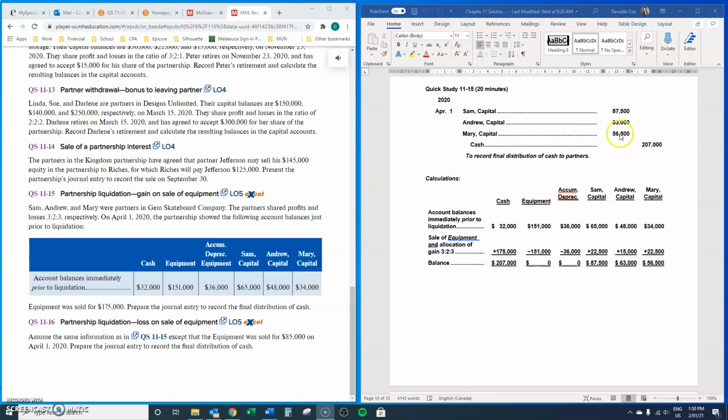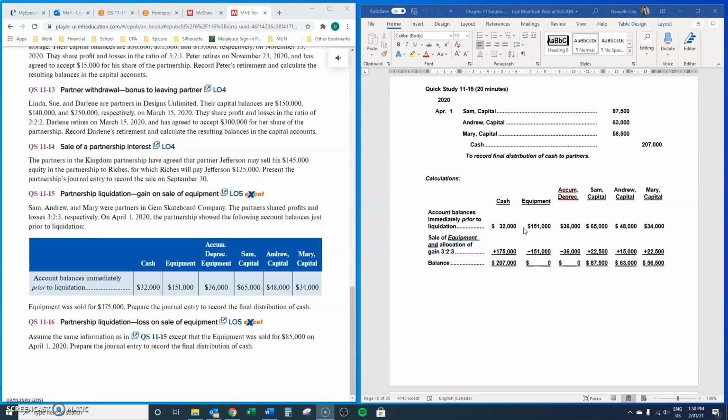So the question was how they were getting these numbers. The calculations are shown here, although they're not explained entirely, so we're going to work through them. These numbers here are taken directly from here. This is what stood right before liquidation.